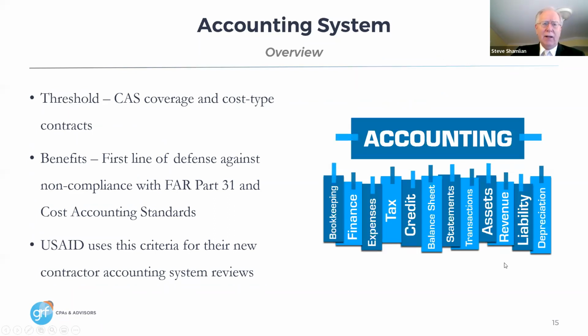The accounting system threshold is cash coverage and cost type contracts. Benefits: it's the first line of defense against non-compliance with FAR Part 31 and cost accounting standards. And even if the accounting system regulation doesn't apply to you directly, it is used by various agencies as their criteria for approving their own accounting systems. Like USAID. Right. Yeah. And USAID is not the only one.